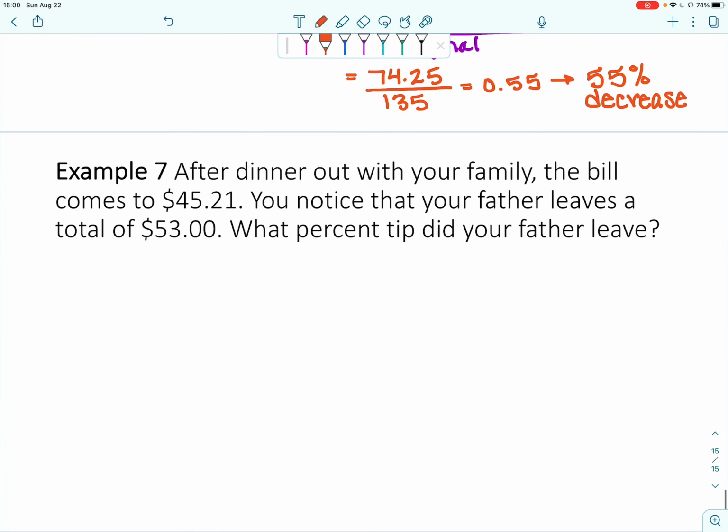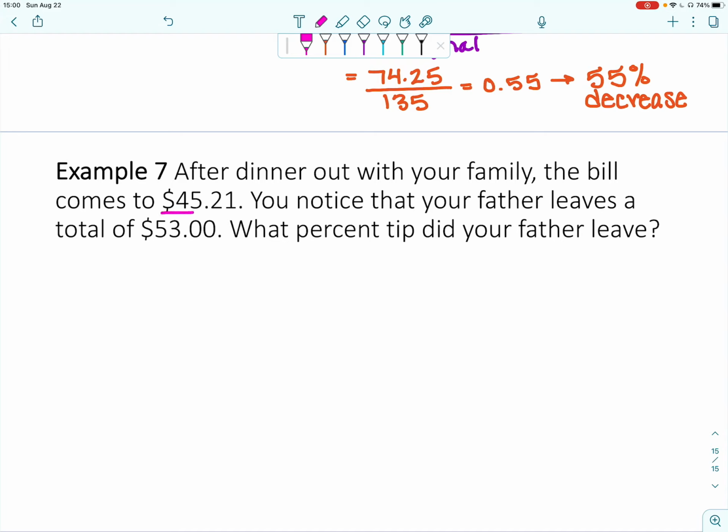So last part of this section, last example. After dinner out with your family, the bill comes to $45.21. You notice that your father leaves a total of $53. What percent tip did your father leave? Is your father a good tipper or is he stingy? Let's find out. So we can use this same principle to figure out what percent tip did your father leave.